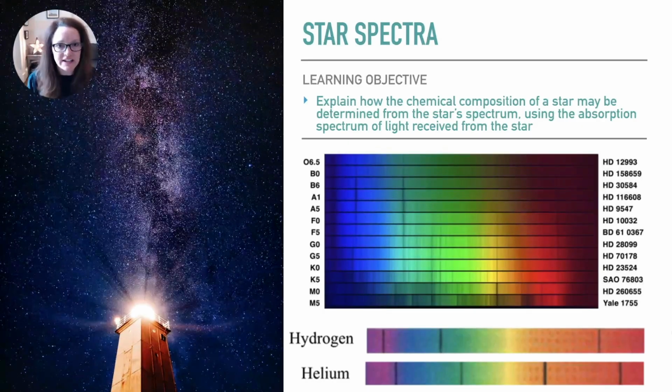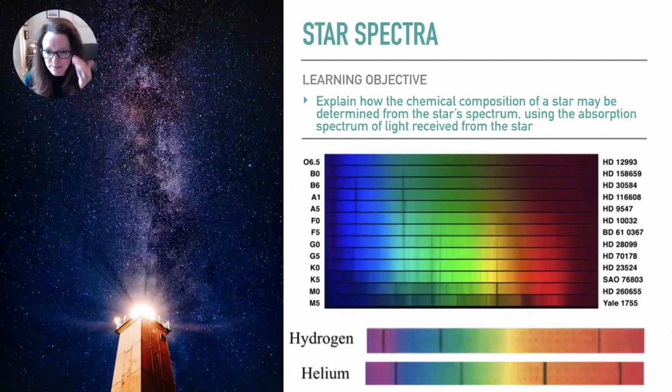And what I have here is how many stars? 1, 2, 3, 4, 5, 6, 7, 8, 9, 10, 11, 12, 13. 13 spectra from 13 stars. So there's 13 stars here. They've each got their own spectra.